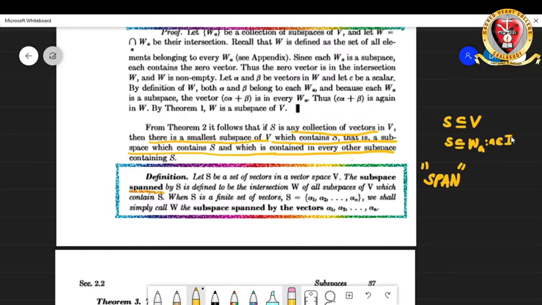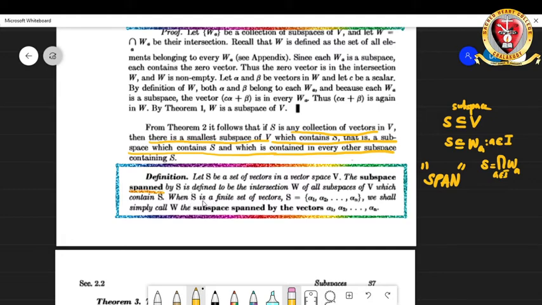You have to think about all W_A, where A belongs to some indexing set, and these W_A are subspaces of V. So S is a subset of V. Then you have to say that S is a subset of each W_A, as well as a subspace. So the subspace spanned by S is nothing but the intersection of all those W_A, A coming from some indexing set. That's what the subspace spanned by S means.